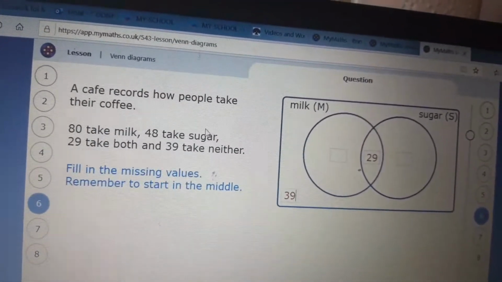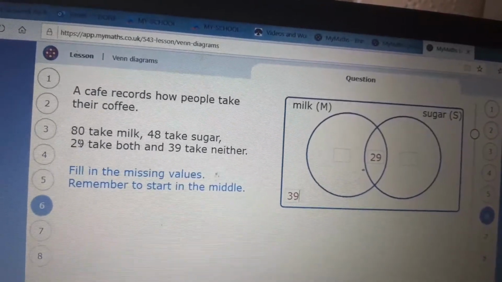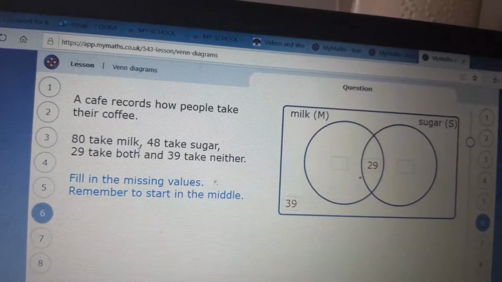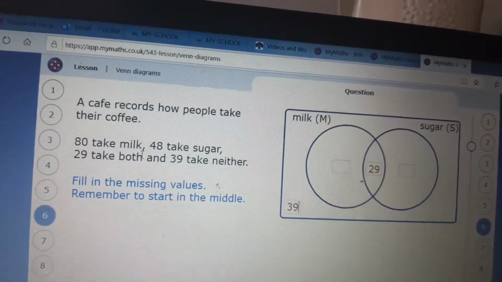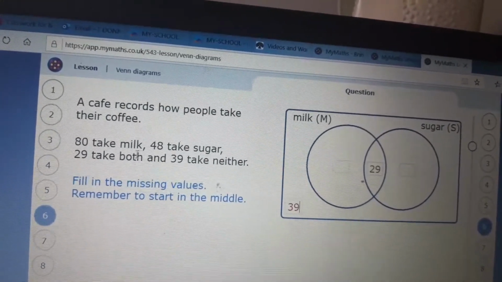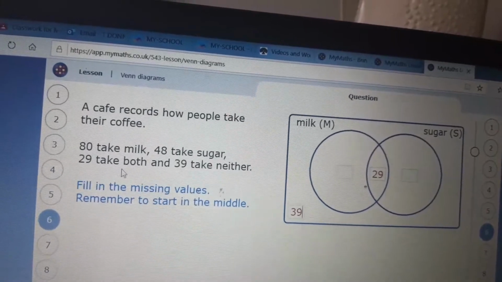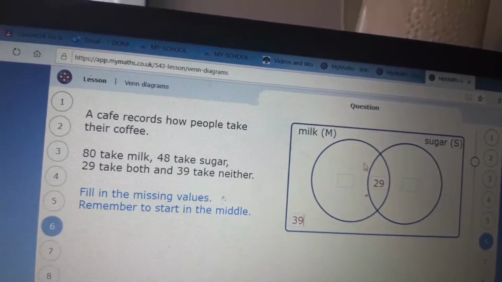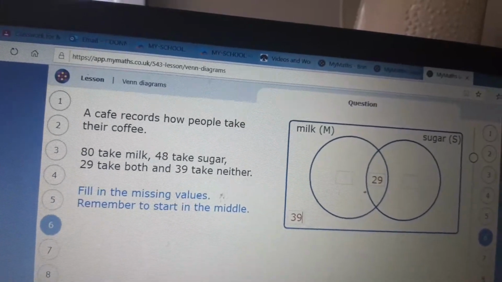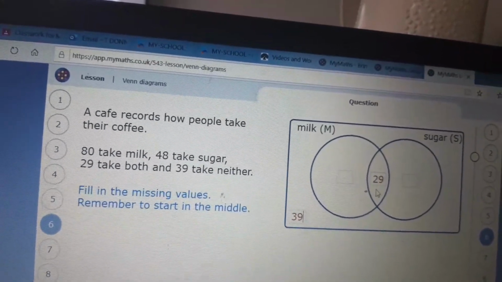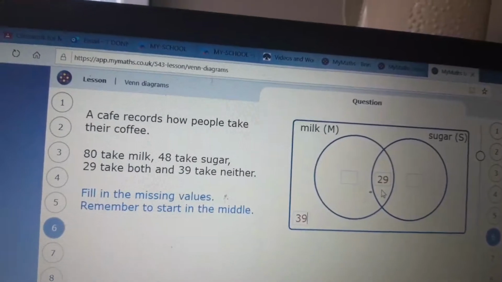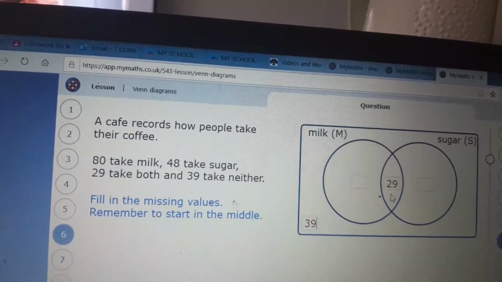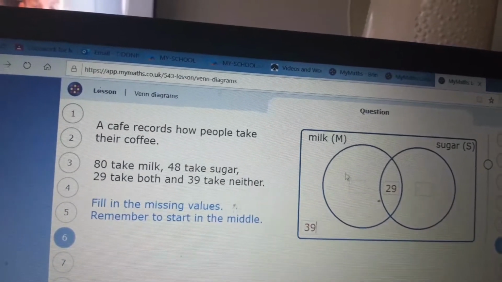So we're going to look at this group of people who take milk. 80 people take milk, okay? Out of those 80 people, 29 of them take both milk and sugar. So in order to work out this section, you take the 80 people and you subtract the 29. So 80 take away 29 is 51. So we're going to put 51 in here.